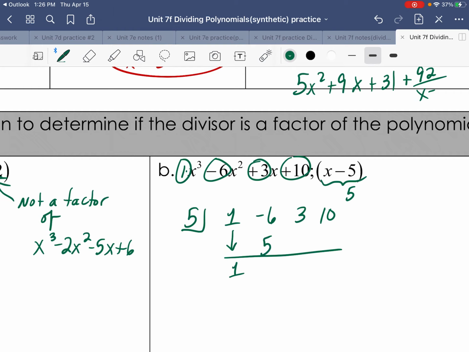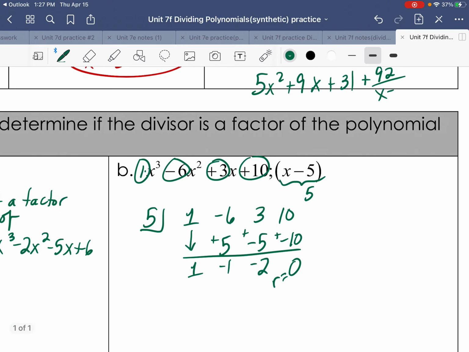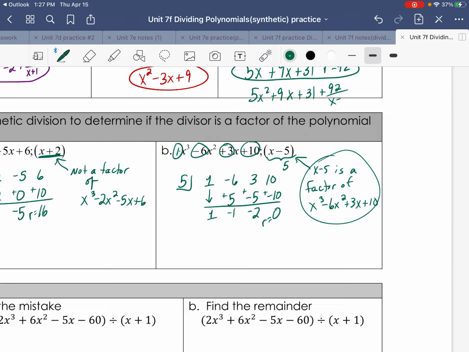1, 5 times 1 is 5. Add. And 5 times -1, -5. Add 3 plus -5 is -2. 5 times -2 is -10. Add 0. That means we have a remainder of 0. And because we have a remainder of 0, x minus 5 is a factor of x cubed minus 6x squared plus 3x plus 10. Cool. We found that it is a factor.